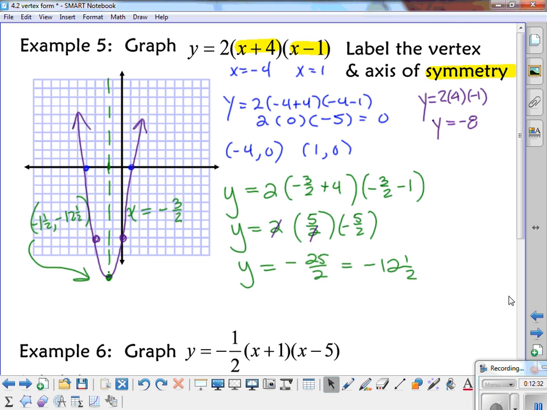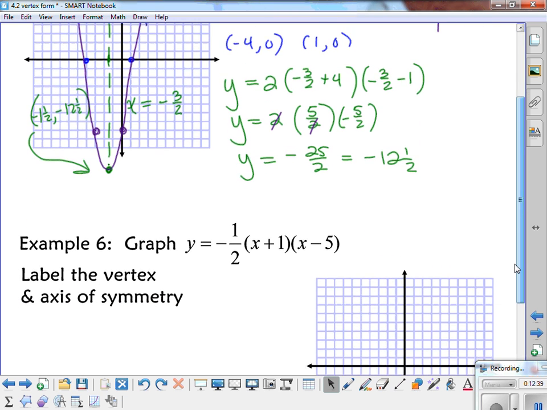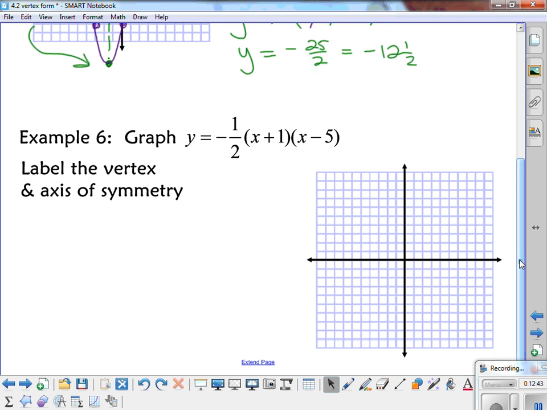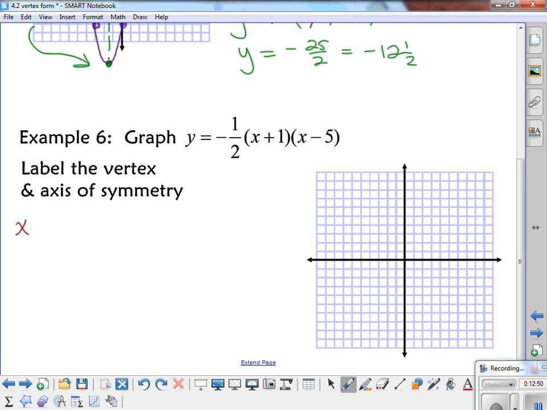Okay, so I have one for you that doesn't have as many fractions. It does end up having a fraction in the end, but not till the end, okay? So let's have you guys try and do this one. Before you do the whole thing, let's have you show me what you get for your x-intercepts, okay? So find your x-intercepts first, then you'll find your axis, and then you'll find your vertex. Okay, so I'll let you guys work on that, and I'll come around and see how you're doing.